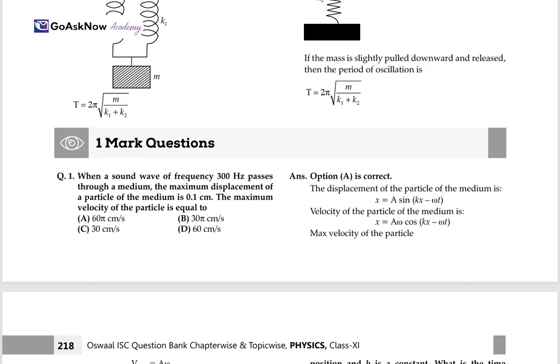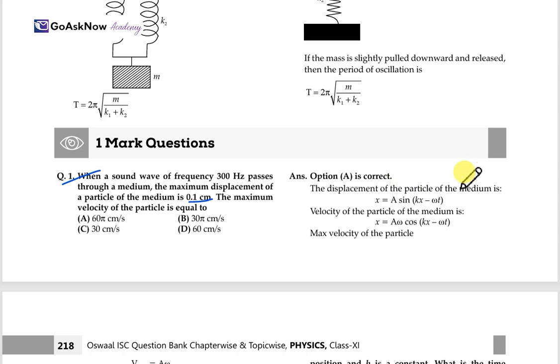Now, on the basis of the concept which we have covered, let's go ahead with the 1 mark questions. Firstly, when a sound wave of frequency 300 Hz passes through a medium, the maximum displacement of the particle of the medium is 0.1 centimeter. The maximum velocity of the particle is equal to?